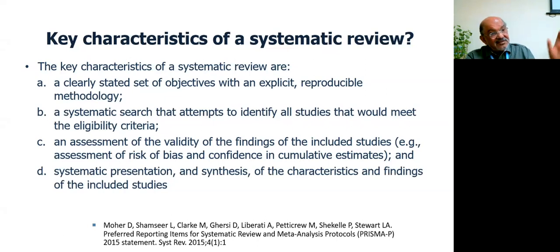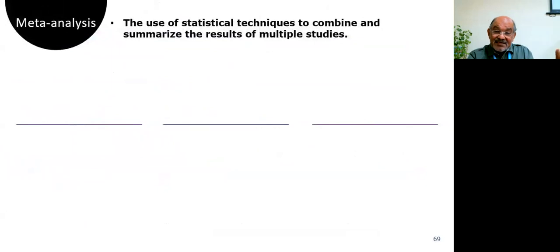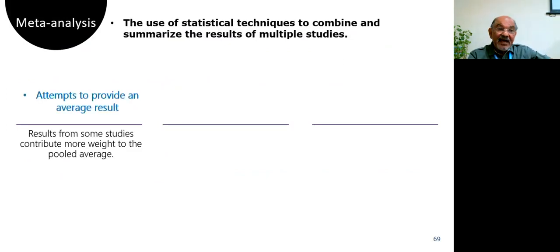And you have to present all these in a way that people can understand. The meta-analysis is actually an optional part of a systematic review. It only describes the statistical technique used to summarize the results. So you're trying to say, on average, for the outcome of death, compared to drug A, how does drug B do?